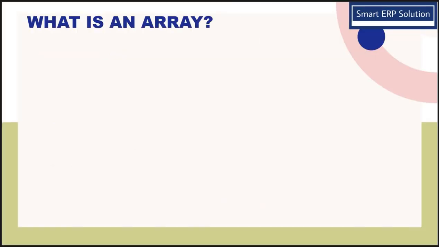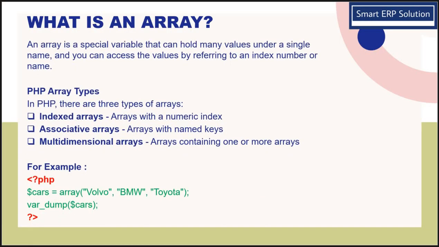What is an array? An array is a special variable that can hold many values under a single name, and you can access the values by referring to an index number or name.